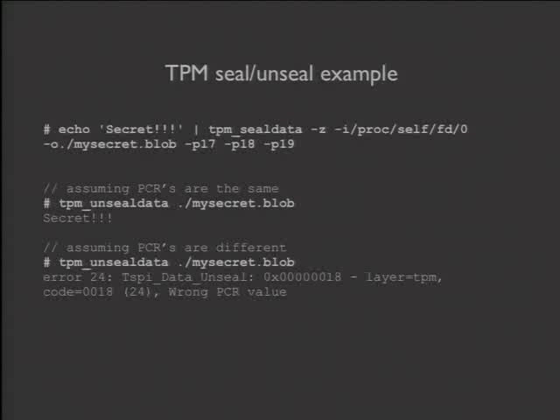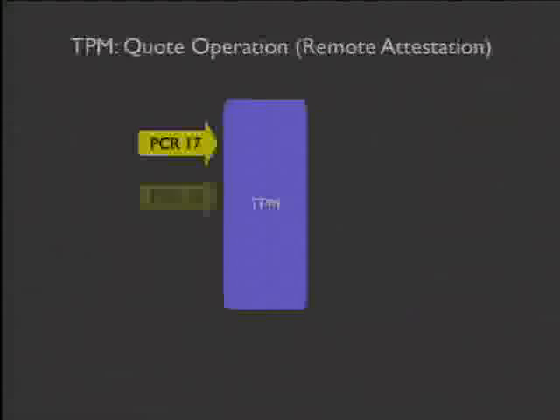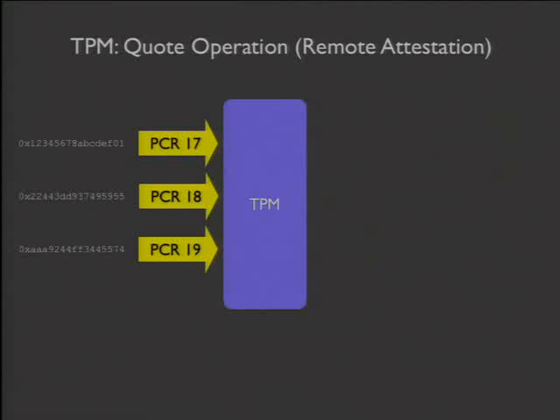And similarly, we have a quote operation on PCRs that can be used to securely report the state of the PCRs, which means the state of the PCR registers. The quote command generates a blob that is digitally signed with the TPM's internal key and contains the values of the PCR registers. And we can use only a subset of those.